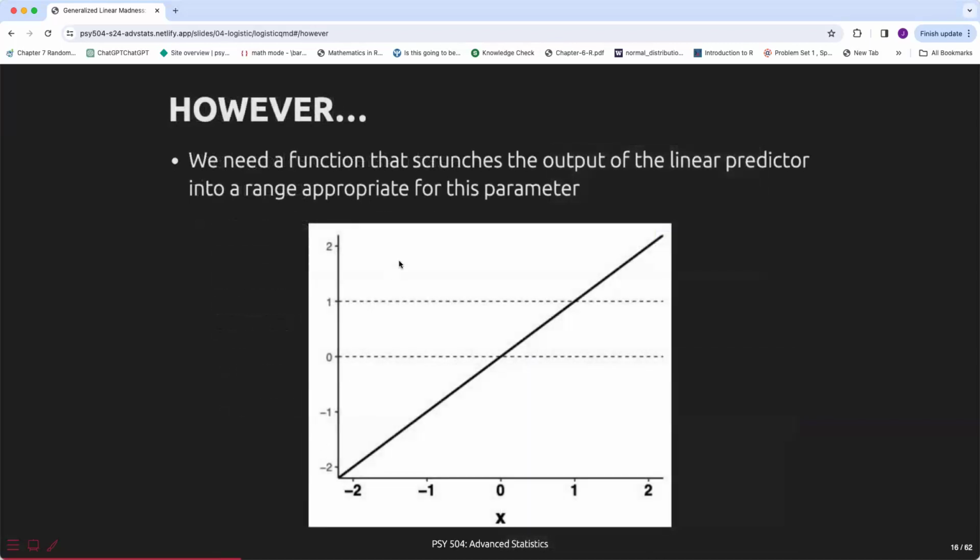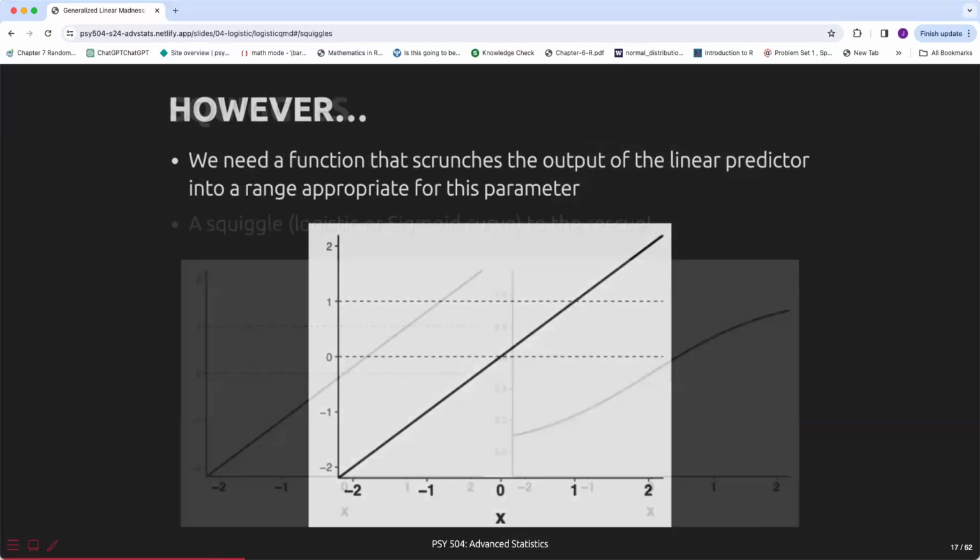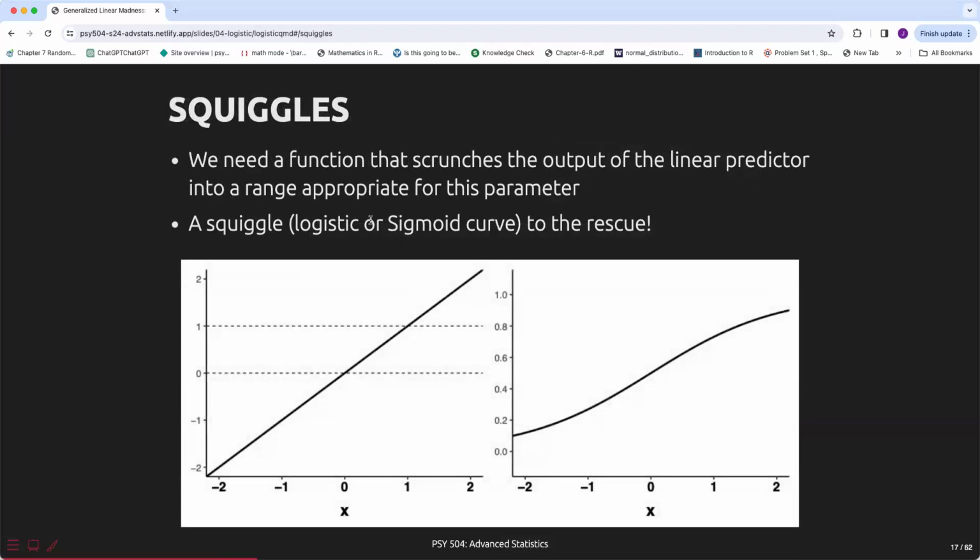However, the parameter that we're interested in, probability, is between 0 and 1. So the issue is how do we take this log odds and transform it so it's between 0 and 1? What we're going to do is fit a squiggle function. And no, it's not the technical term. It's not a squiggle. It's a logistic or sigmoid curve that we're actually going to fit here.